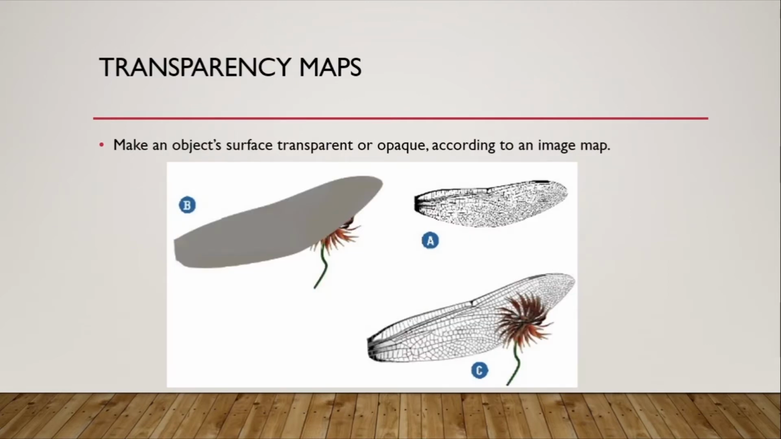Transparency map. Makes an object surface transparent or opaque according to an image map. Here is the example where the 3D model hides the 3D model behind, but when we apply the texture here, it becomes transparent where the 3D model behind can be seen.